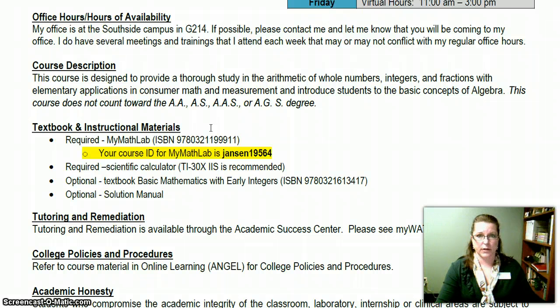In this course, we're going to be adding, subtracting, multiplying, and dividing all kinds of numbers, in addition to solving simple algebraic equations, and throwing in a little bit of geometry and percents as well.